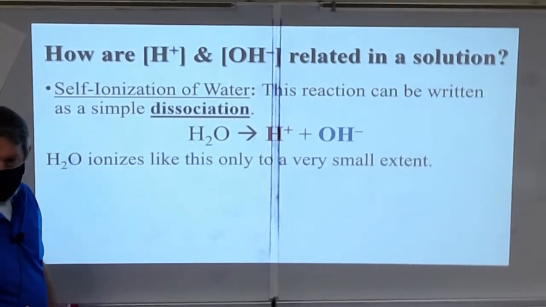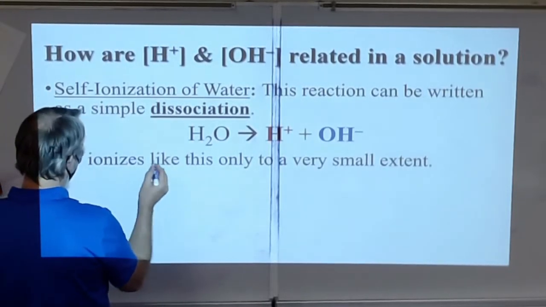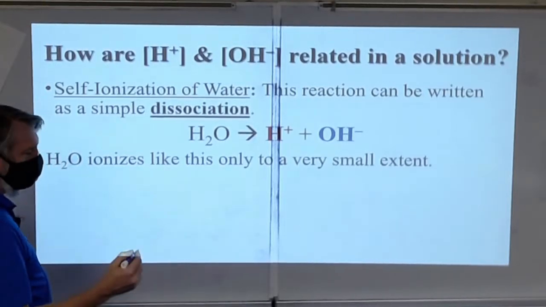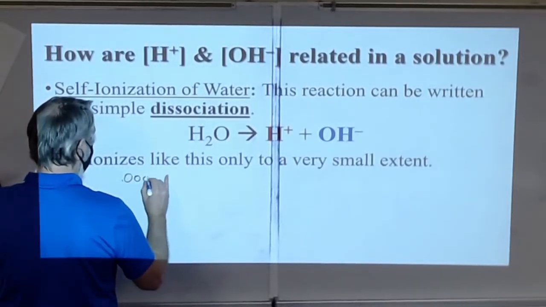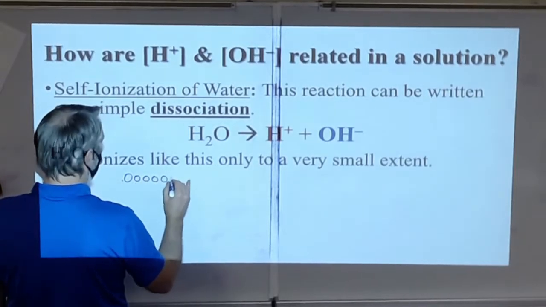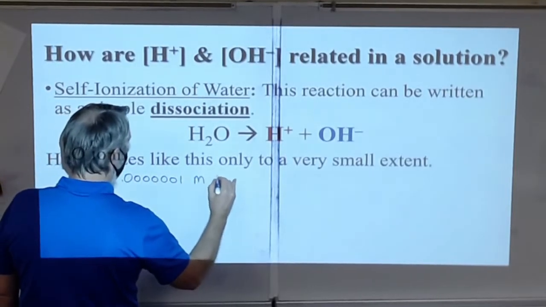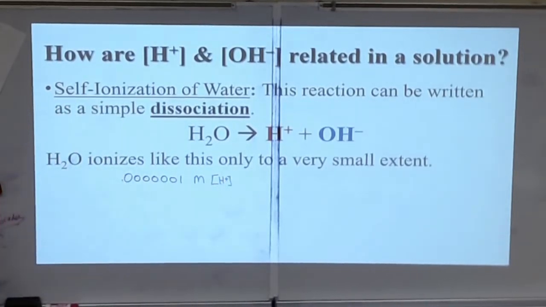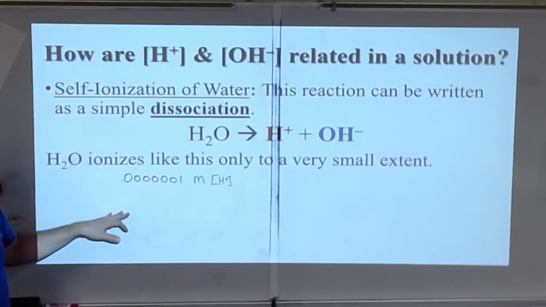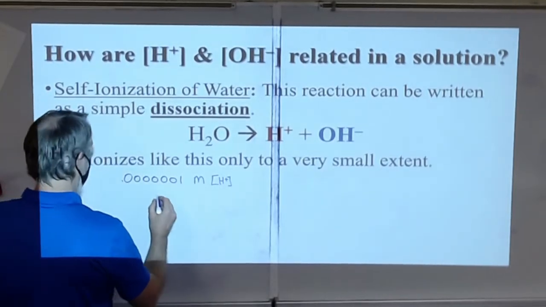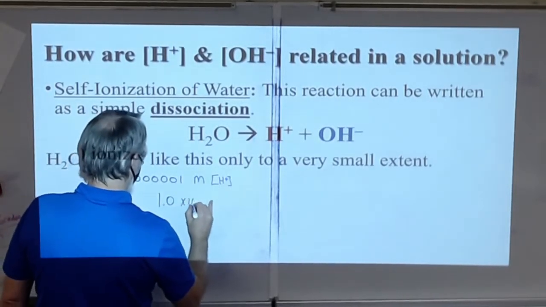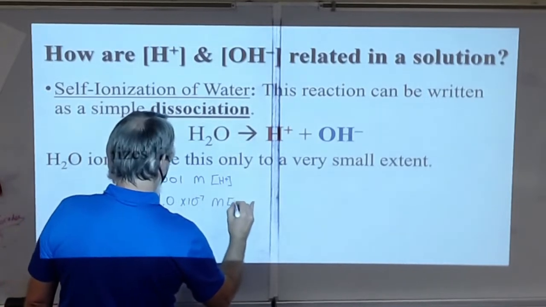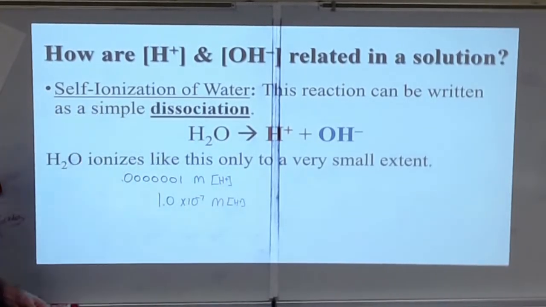So we just went over molarity again. And what I mean by a very small extent is pure water has, 1, 2, 3. That's the concentration of the hydrogen ions in pure water. Okay? So that's 1.0 times 10 to the minus 7th. Write this there. That's what we mean by a very small extent. Okay?